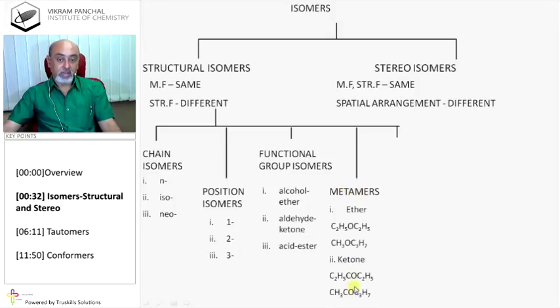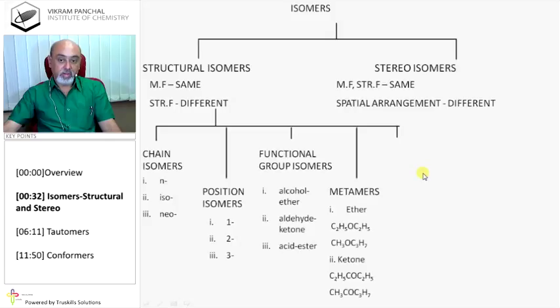Some metamers can be position isomers also. How? This diethyl ketone is also known as pentane-3-one, and this is methyl propyl ketone, which is known as pentane-2-one. So here position of ketonic group is on second carbon as well as on third carbon, so they can be considered as position isomers also. Metamerism appear when functional group can be in the center, like ether, ketone, ester, secondary amines, etc.